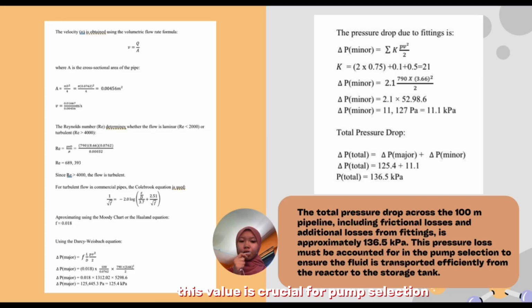This value is crucial for pump selection to ensure efficient fluid transport from the reactor to the storage tank. Understanding pressure losses in pipelines is essential for designing efficient fluid transport systems. Proper calculations ensure smooth operations and optimal equipment selection.